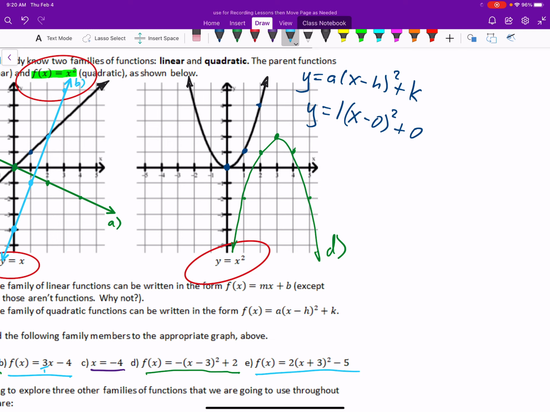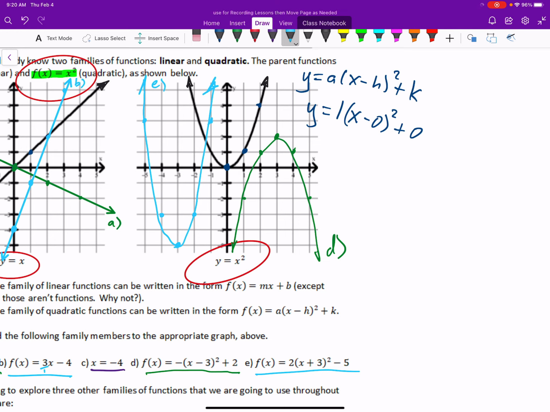And for part F, again, I got a vertex of -3, -5. So that would be down here. And it's got a stretch factor of 2. It opens upwards, and it's stretched by 2. So it goes over 1, up 2, over 1, up 6. And that's all I have room for, but it does the same thing on the other side. There is a sketch of, what is it, E, part E.